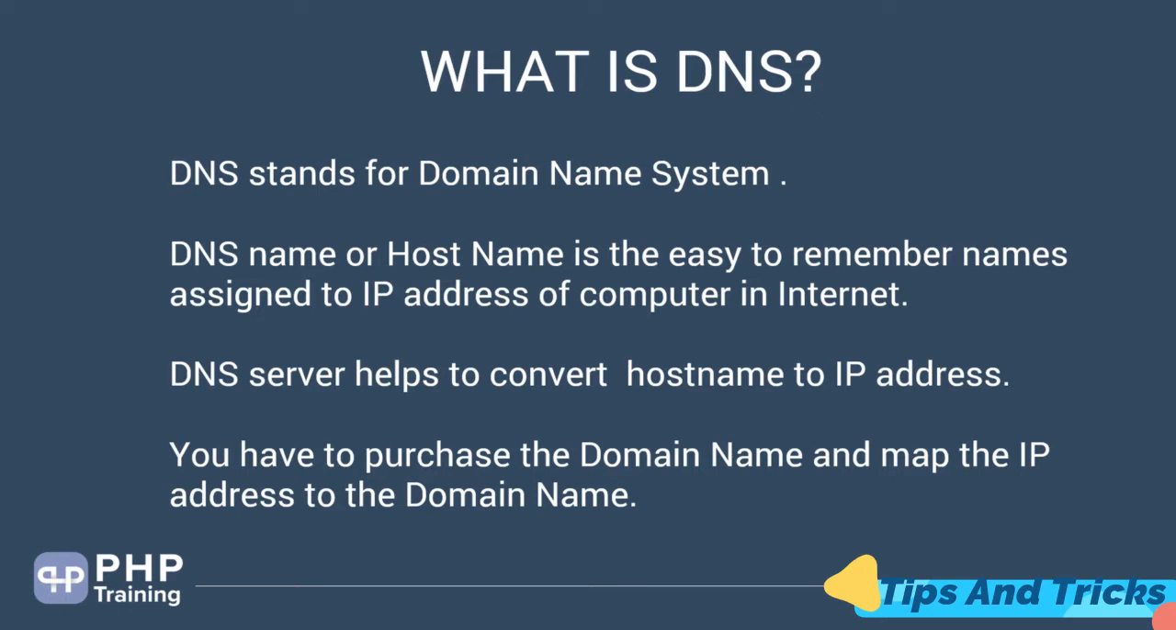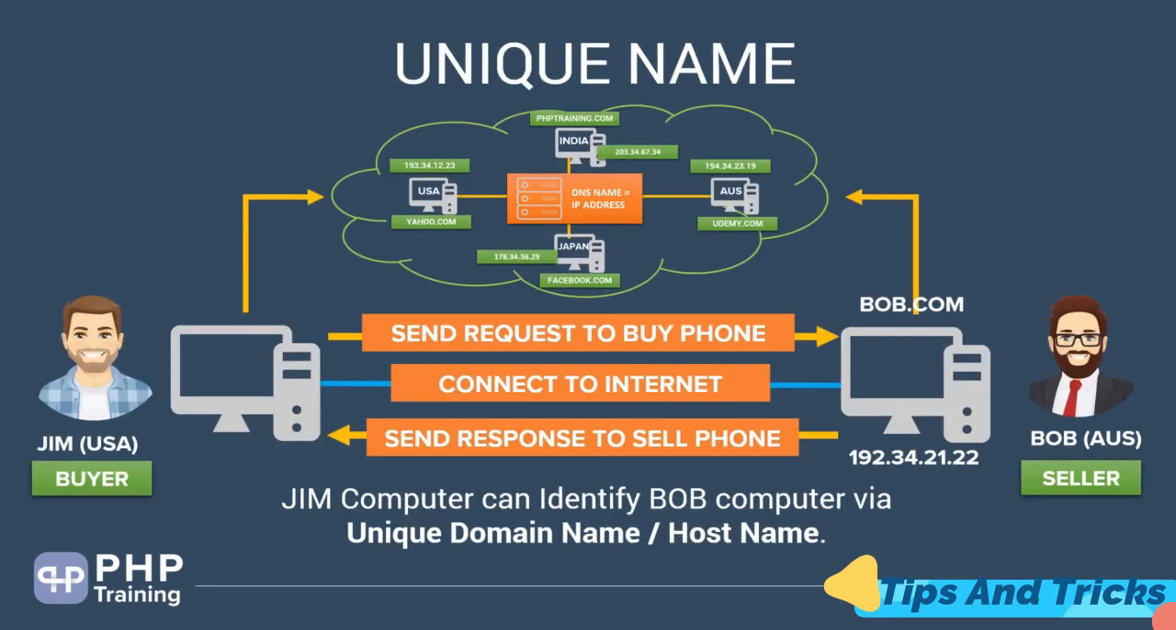So let's look at the problem that we have seen with Jim and Bob. Now Jim and Bob can identify themselves with the IP address, and also with the DNS name. Now Bob can buy a DNS name, that is bob.com, and then he can match this bob.com with the IP address, and Jim can find Bob's computer via bob.com, which is nothing but the DNS name. So now we have solved the challenge of how Jim can really find Bob's computer, but there's one more challenge. Let's look at it.